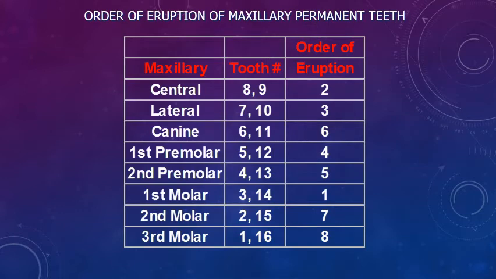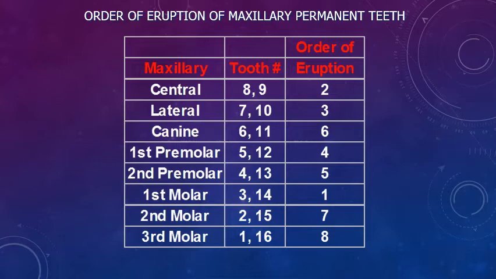So this is the order of eruption or the sequence of eruption. This is for the maxillary teeth. The first tooth to erupt into the oral cavity is the first molar, which is followed by the central incisor, then the lateral incisor, and then we have the first premolar, which emerges into the oral cavity, and then the second premolar. The premolar that erupts first is the first premolar. It is followed by the canine, and then we have the second molar, and then the third molar.